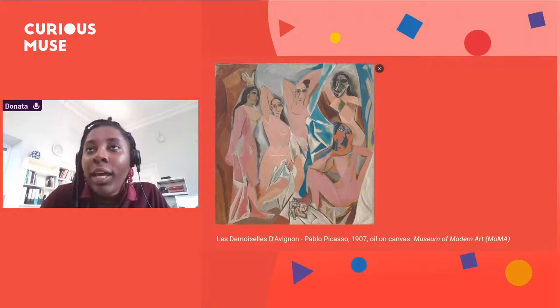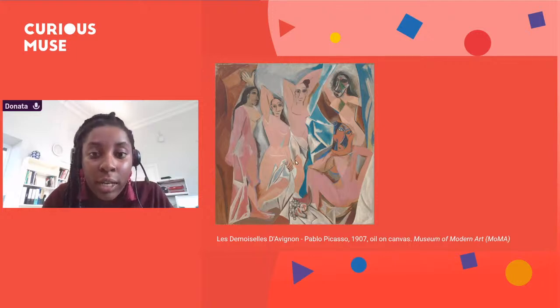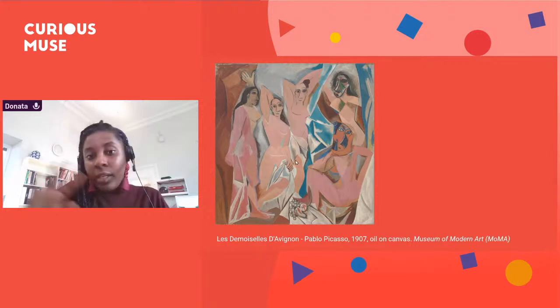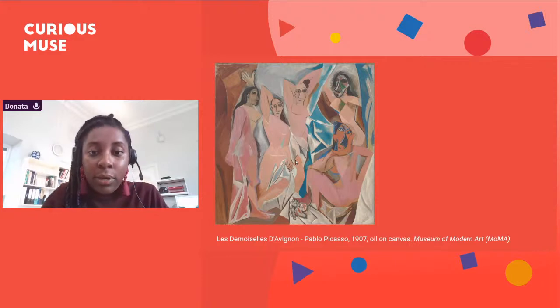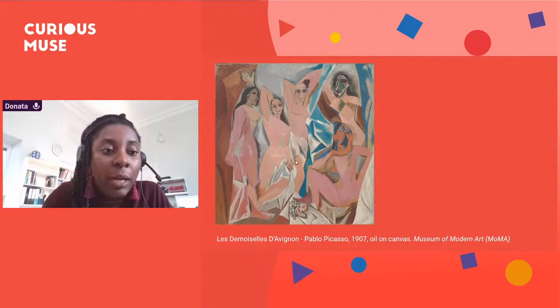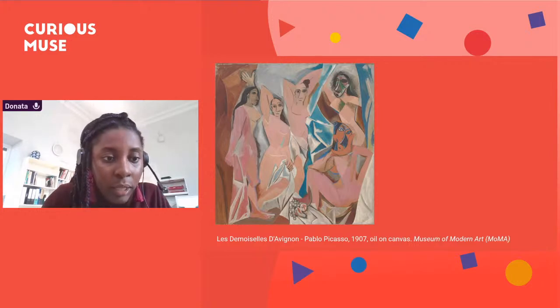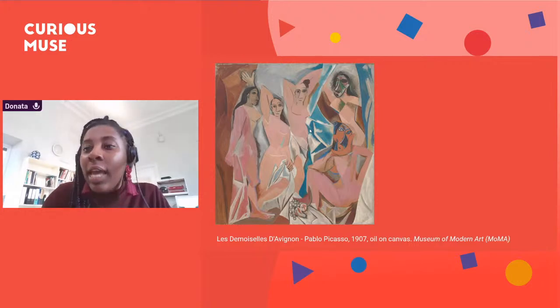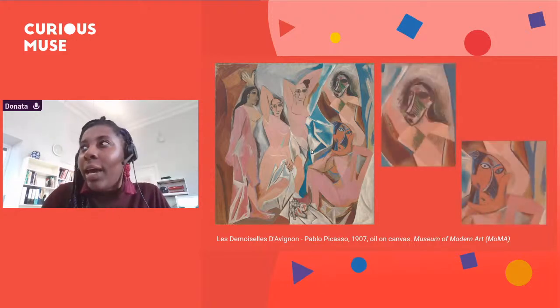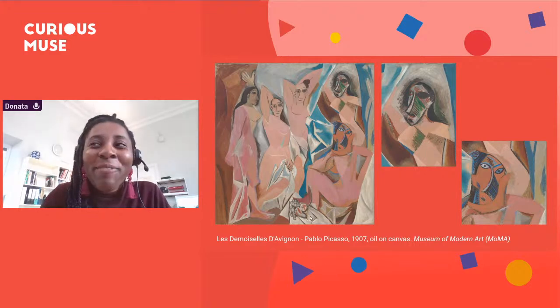So the women, I'm going to use my mouse. I think you can see my mouse. The three women here on the left have more of an Iberian influence in their facial structure, and Iberia is an area including Spain, so a culture that Picasso was more familiar with. But also we can see an African art influence here as well, through these faces. And just to go into a little bit more detail of these women, and to also point out that there's fruit here as well.